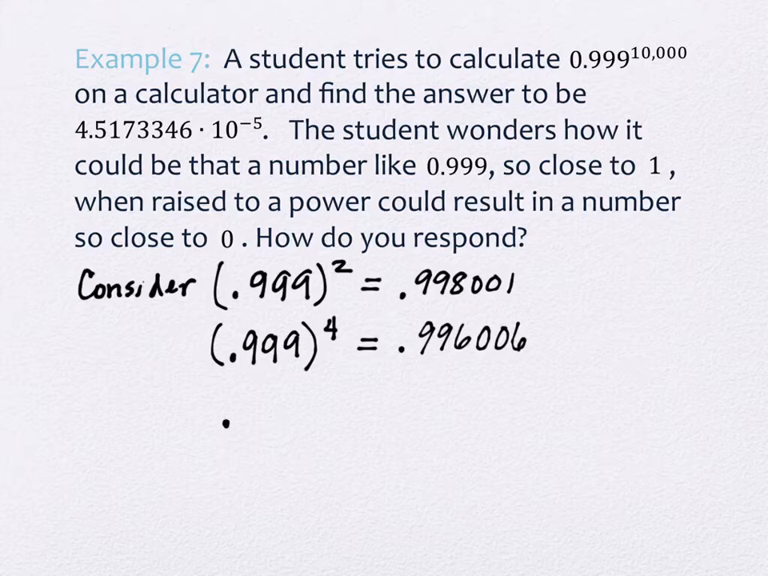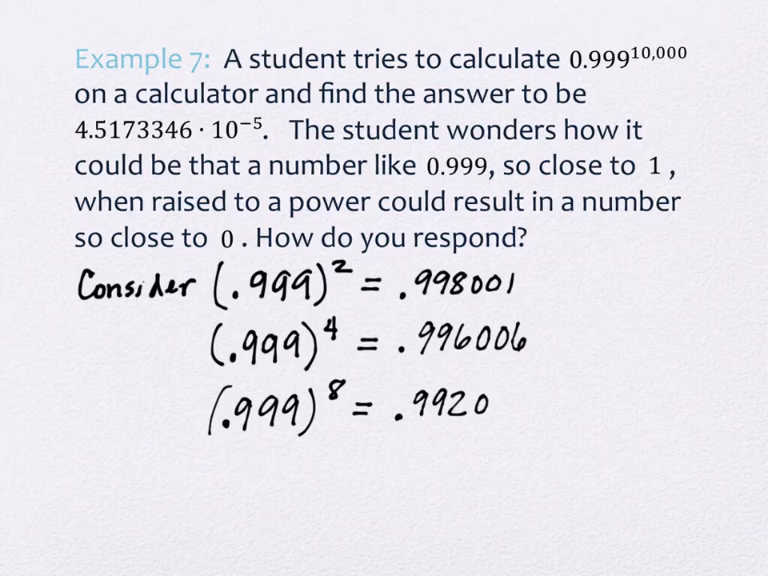Okay, so let's double it again. So let's raise it to the 8th. So what happens when I do 0.999 to the 8th? 0.992028. Okay, thank you, Sam. Did I get it written down right? Again, this is still 99 cents, almost $1, so to speak.